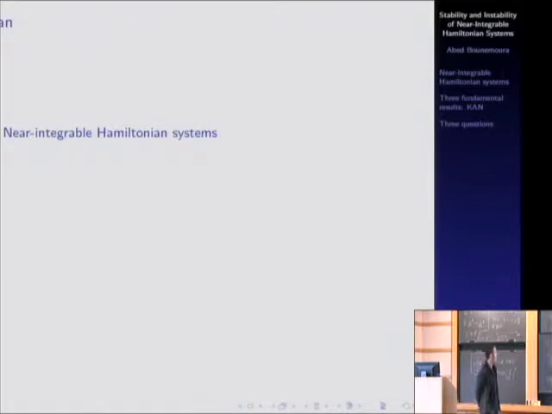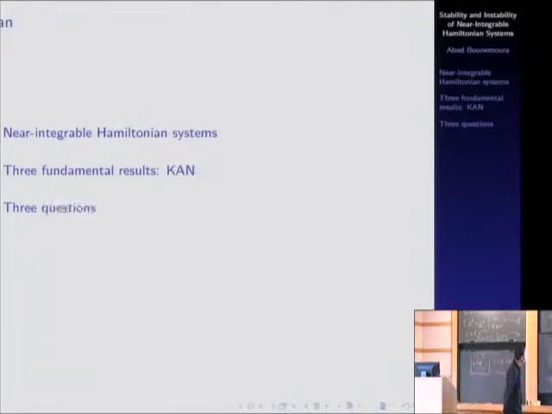So here's the plan of my talk. First, I will state the definition. Then I will just state three fundamental results. I call them K, A, N, because they are due to Kolmogorov, Arnold, and Nekhoroshev. It's not going to be in this talk, sorry. And finally, I will mention three questions I'm currently interested in. Okay, so let me start.